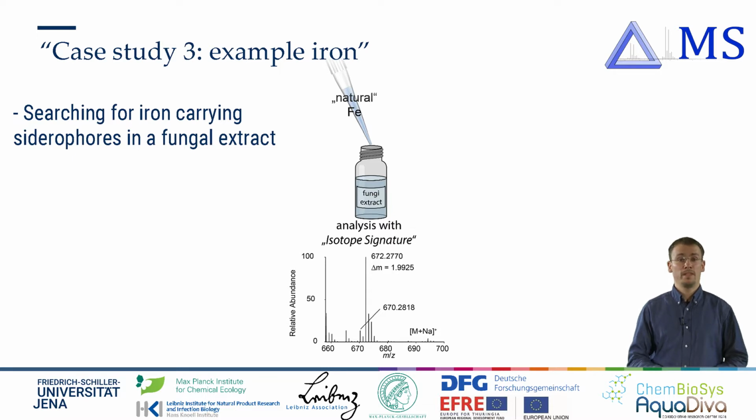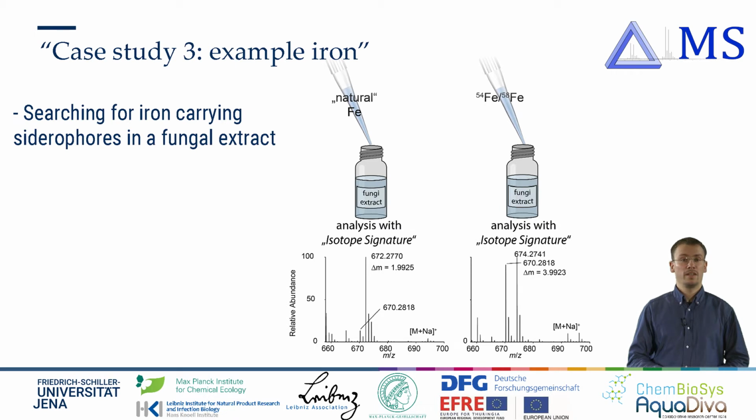Therefore, we supplemented natural iron to our extract and measured the mixture with LCMS. As you can see, we have an example of a found putative siderophore in our extract on the basis of the specific iron isotopes 54 and 56. But the iron pattern is not very remarkable. Therefore, we performed an additional experiment where we added the pure iron isotopes 54 and 58 in a 1:1 ratio to the fungal extract. As a result, you can see a much clearer and easier to interpret mass spectrum.